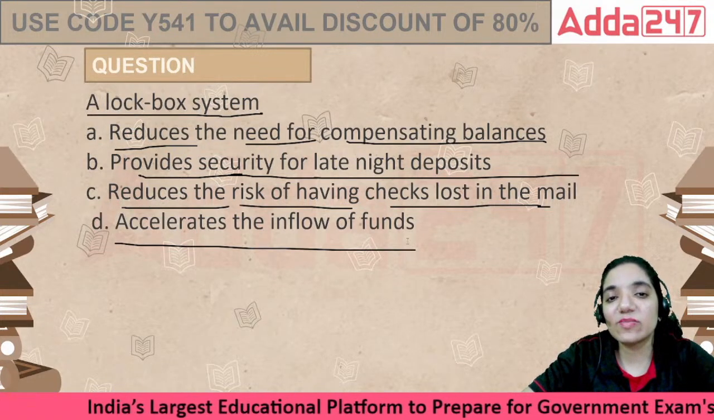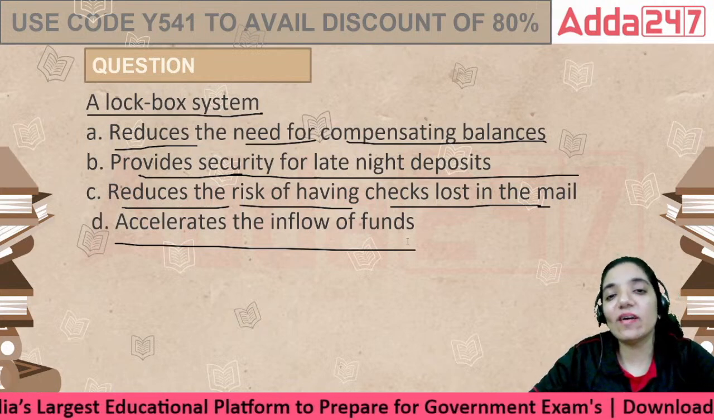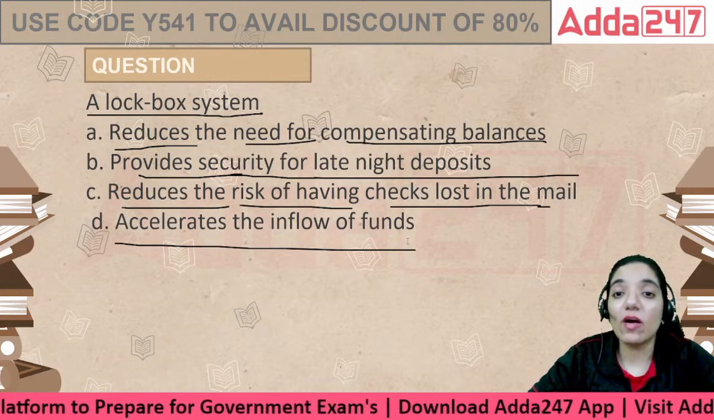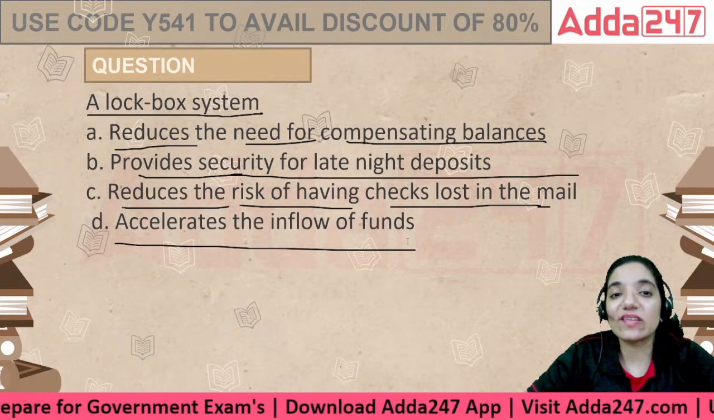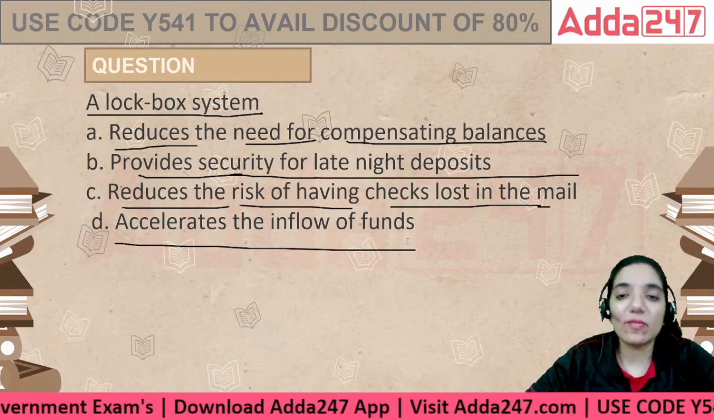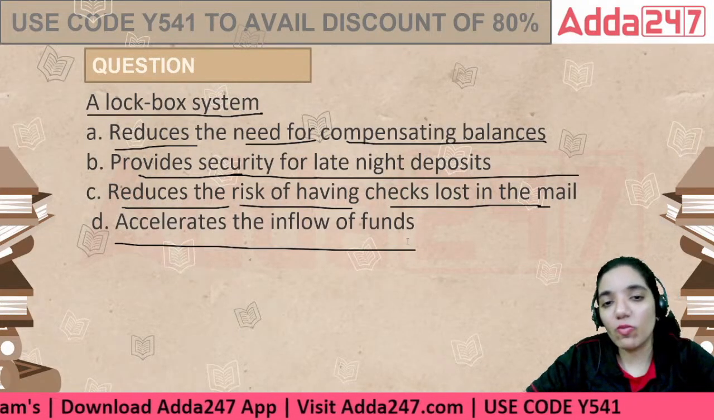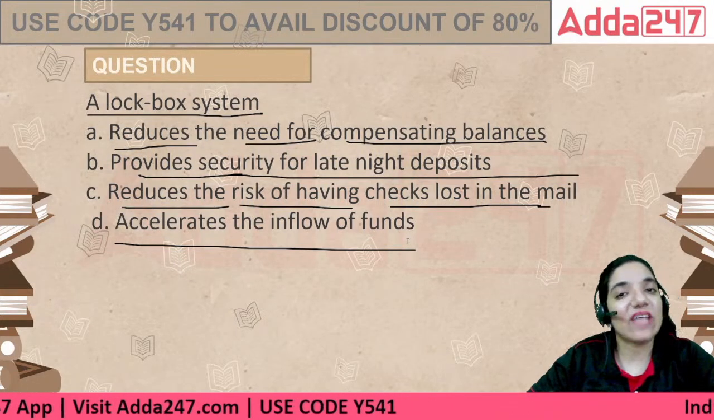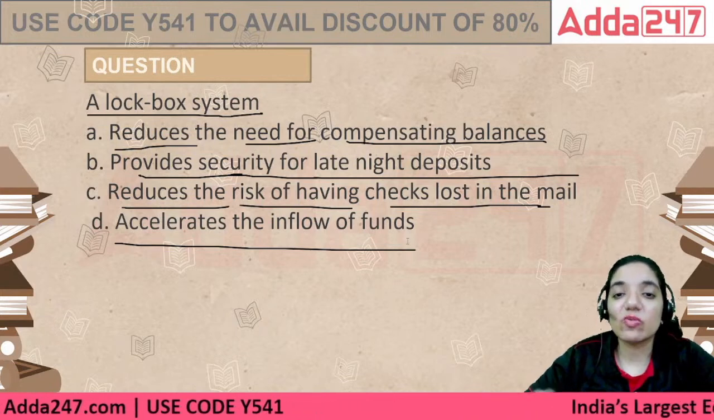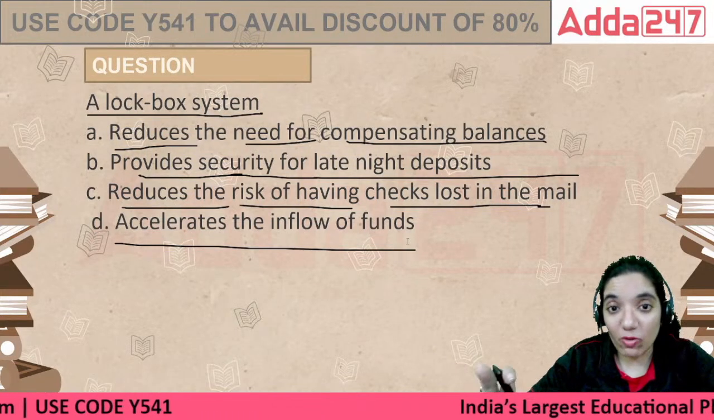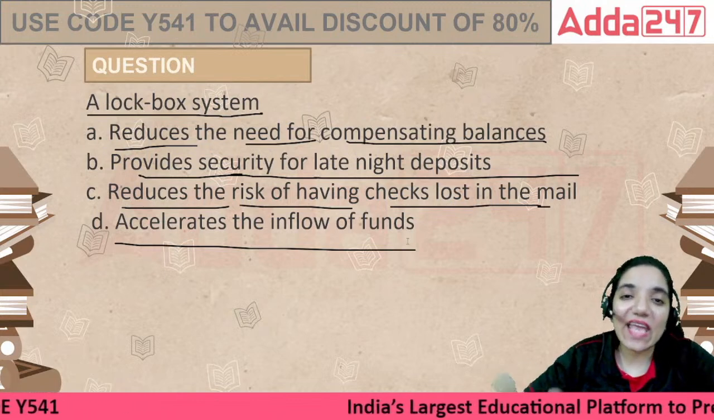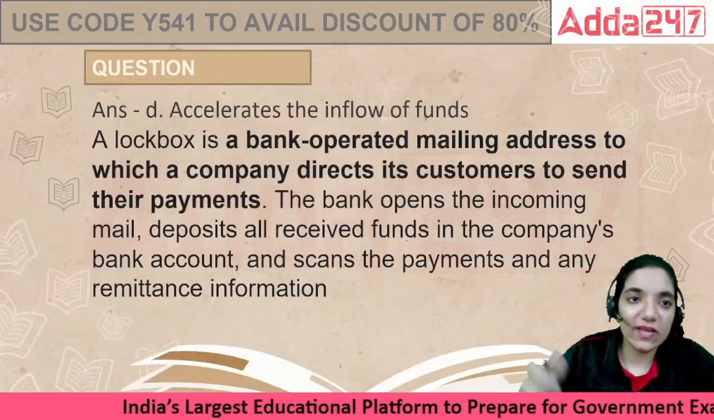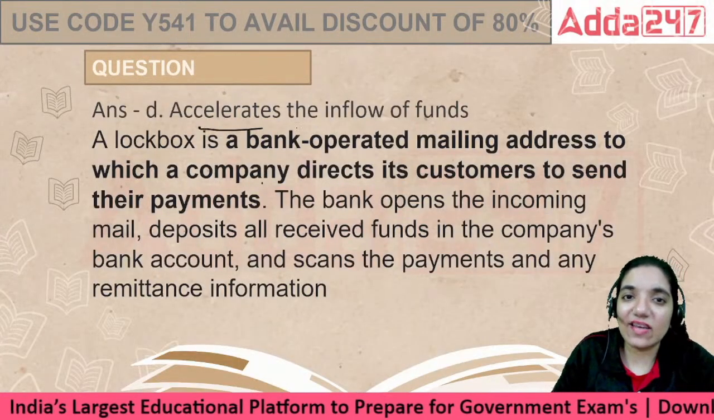The lockbox system is basically a bank-operated mailing address, which is used by the company, which directs people to send their payments there. Whenever the bank opens it, it comes to know about the deposits which have been made. So whatever amount is coming in is recorded in that area, and basically it helps in accelerating the inflow of funds. So the answer here would be D. It accelerates the inflow of funds.